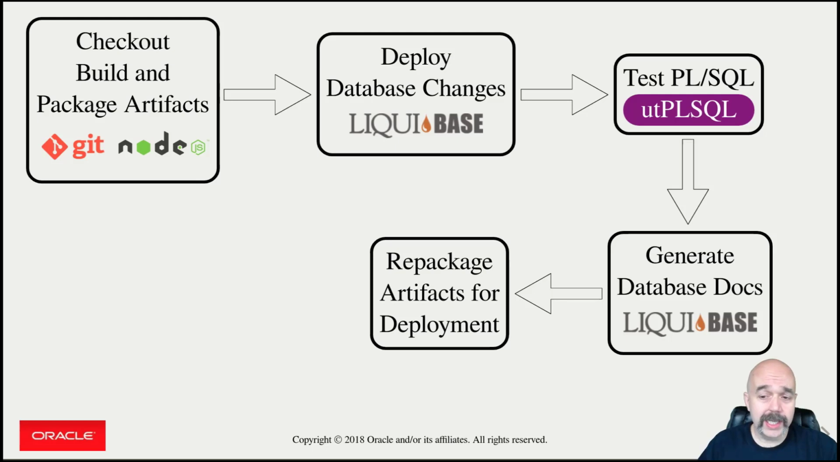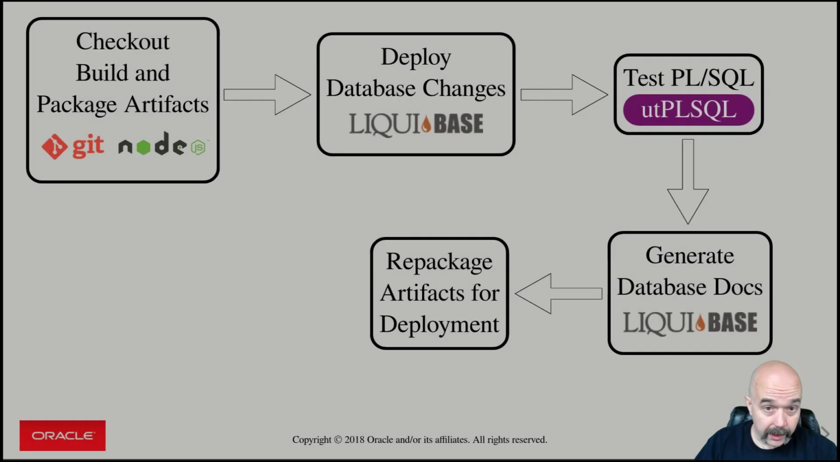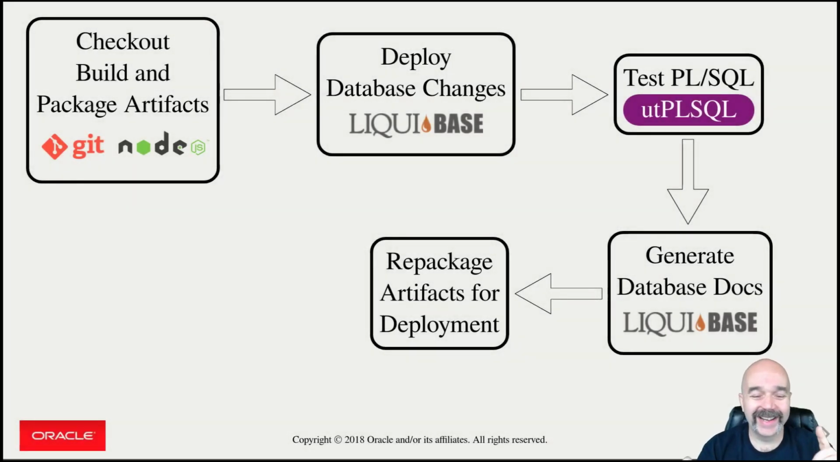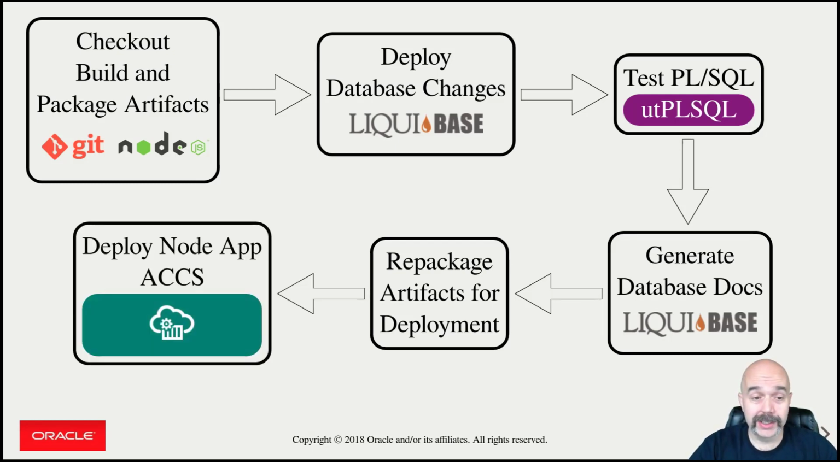And then once that's done, I go back and I take the Node artifacts and the Oracle JET artifacts and the Liquibase artifacts for the documentation. I repackage all of those up into this nice little zip file, which can be deployed directly into ACCS. And then it's just up and running. So at any given time, I make a change, I hit commit. All of this stuff happens and my changes are live.